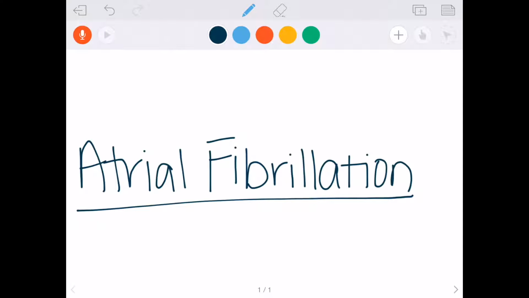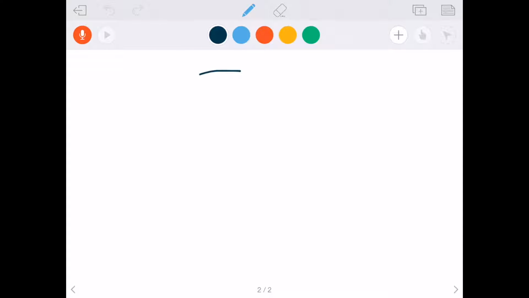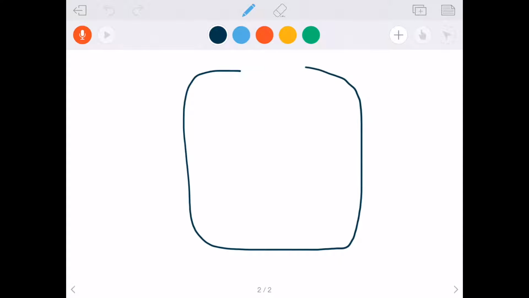Today I will be discussing with you what atrial fibrillation is. Before we begin, it's important to understand what the heart is and what its function is within the body. So the heart is an organ that's involved in delivering blood to all of the body's tissues. And blood provides the body's tissues with the oxygen and nutrients that they need to survive.